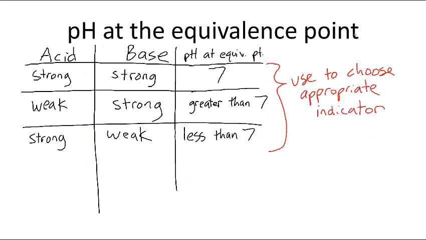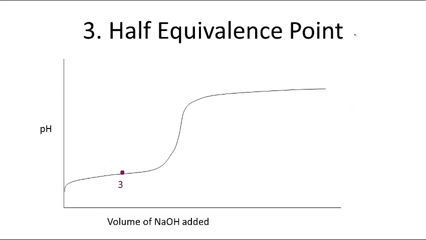All right, now the third thing you can get out of a titration curve is what we call the half equivalence point. And that would be when the volume of NaOH added is half of the volume that it took to get to the equivalence point. So if my equivalence point is here, and this took a volume of X, then the half equivalence point would be when the volume added was X over 2.